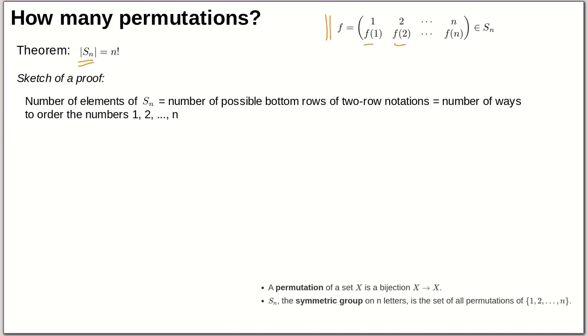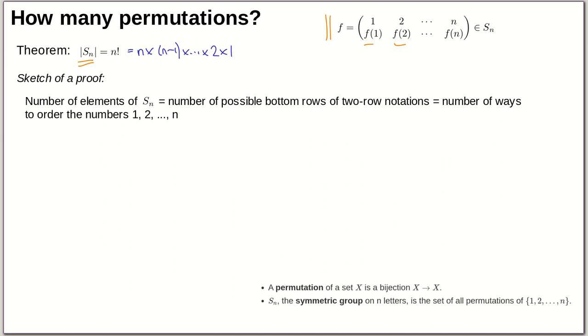In this video we're going to give a sketch proof of a theorem telling us how many permutations there are of the set 1, 2, 3 up to n. And the theorem says that the size of Sn is n factorial. So you'll remember that n factorial means n times n minus 1 times n minus 2 all the way down to times 2 times 1.